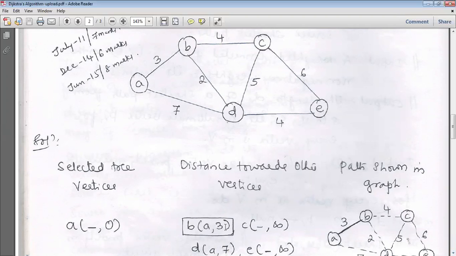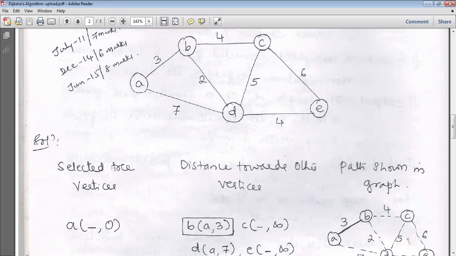Then check the next vertex, C. Is there a direct edge from A to C? There is no direct edge. If there is no direct edge, then the distance has to be marked as infinity. Then go to the next vertex D. When we consider vertex D, there is a path from vertex A to D with a cost of 7.